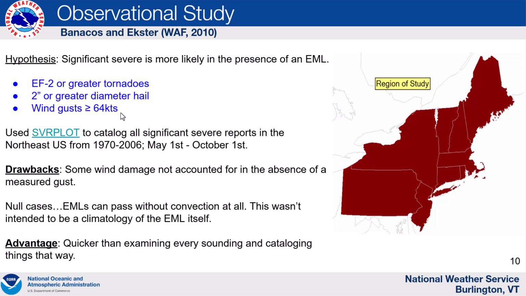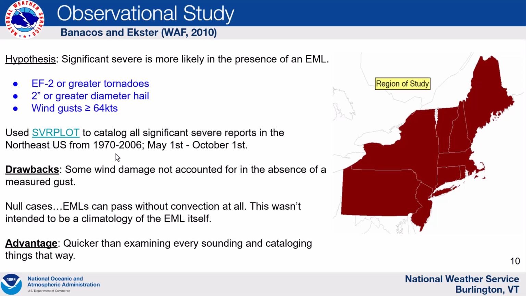We used the SeverePlot software to narrow down days with significant severe weather reported in the Northeast from 1970 through 2006 and for the months of May 1st through October 1st. This was a quick way of identifying the bigger severe weather events and then backtracking to look at available soundings for the presence of an elevated mixed layer.